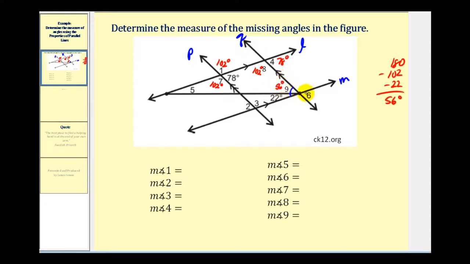Well, this angle here and this angle here are vertical angles and therefore congruent. So this angle here would be 56 degrees plus 22 degrees. That's going to be 78 degrees. So angle 6 is 78 degrees.